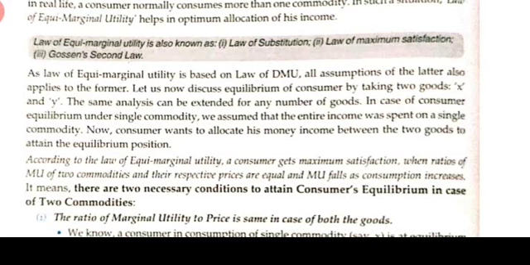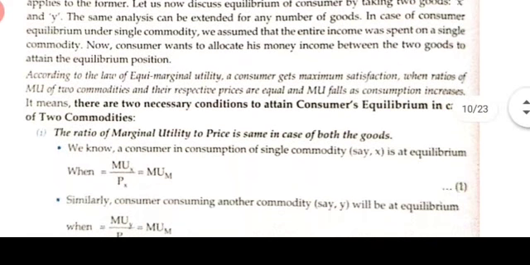So what this law states is that a consumer consuming two commodities will get maximum satisfaction when the ratio of the marginal utility of the two commodities and their respective prices are equal and MU falls as consumption increases. So it means there are two necessary conditions to attain consumer equilibrium in case of two commodities. The first condition is the ratio of marginal utility, MU, to price, P.